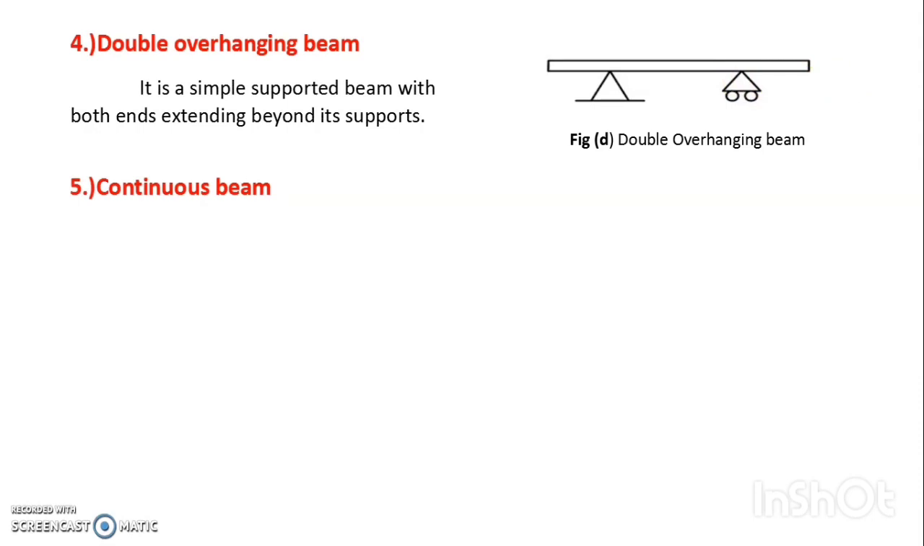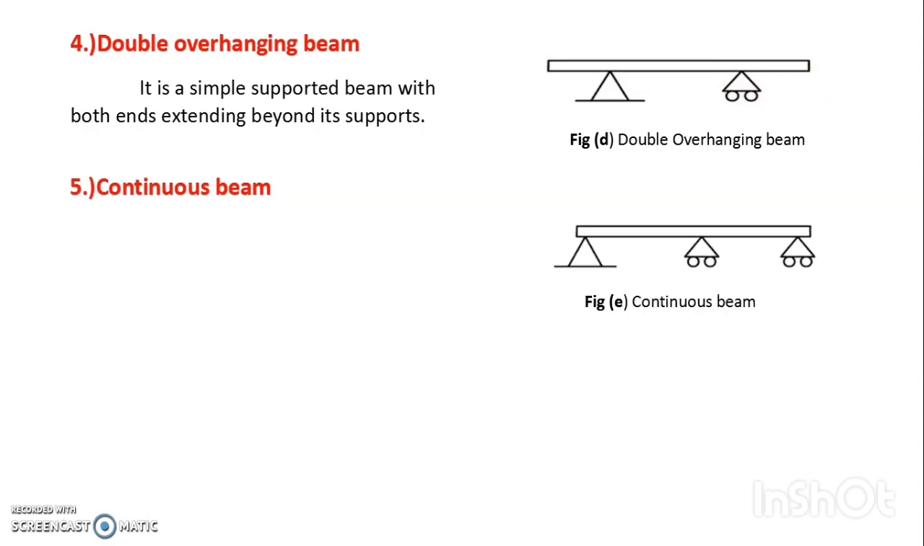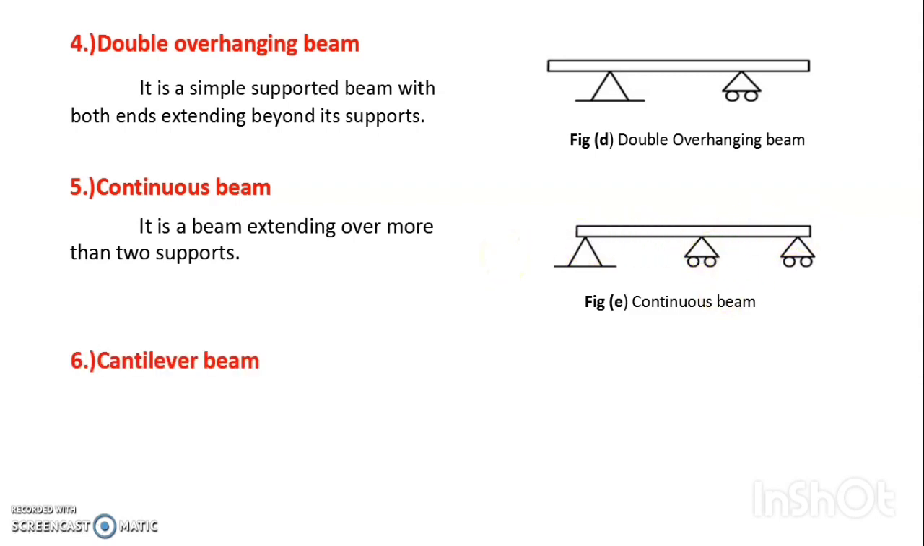Next, we'll discuss the continuous beam. A continuous beam is nothing but a beam extending over more than two supports. You can see here the beam is extending beyond two supports, that is, the third support also, which is known as a continuous beam.